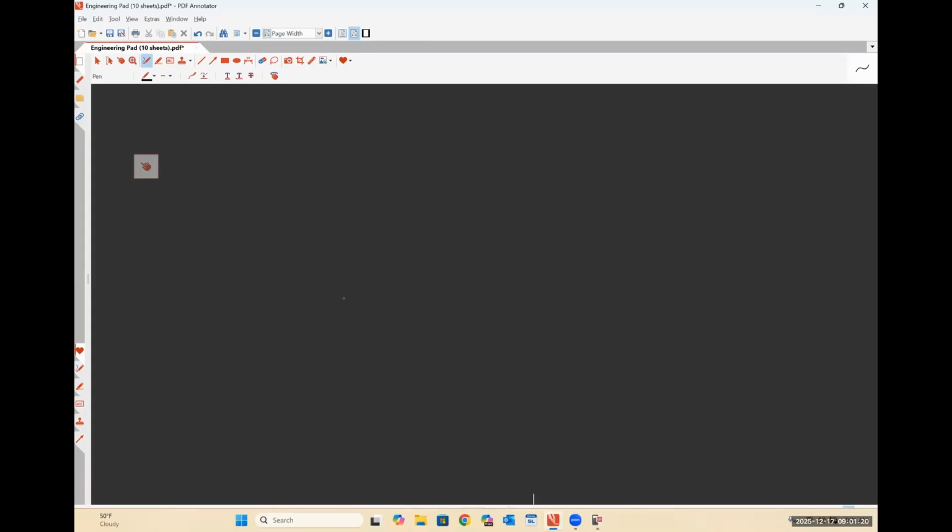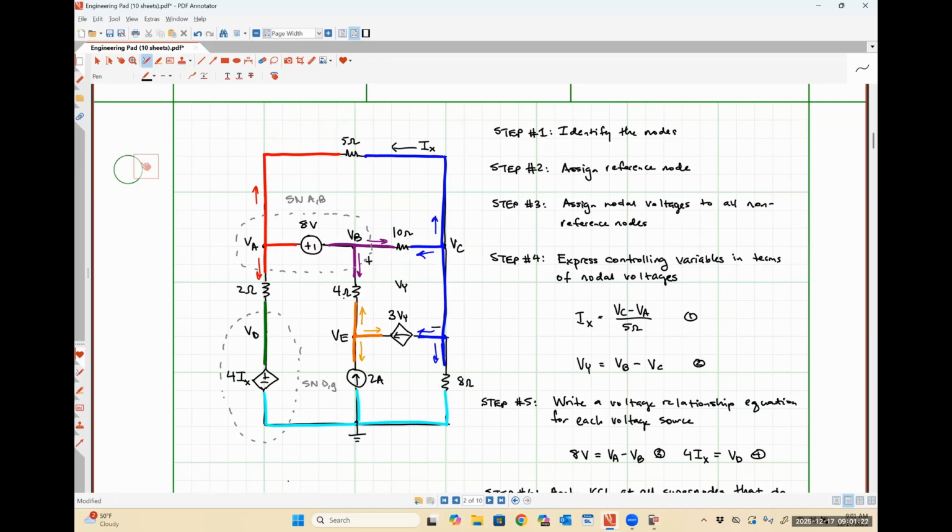Yes. How many nodal voltages do you have? Every node except for the reference will give you one equation, and then however many controlling variables you have.